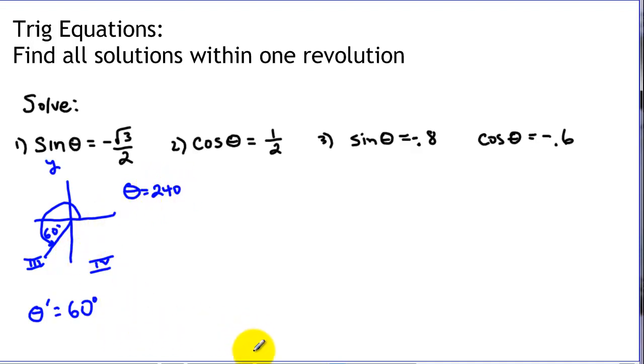And now let me change colors here. I draw a reference angle in quadrant 4. And we are looking now for that angle. So that is 360 minus 60, which would be 300 degrees. So we have two answers here for this. Again, because it was y, we're negative in quadrants 3 and 4. Let's look at a cosine problem.